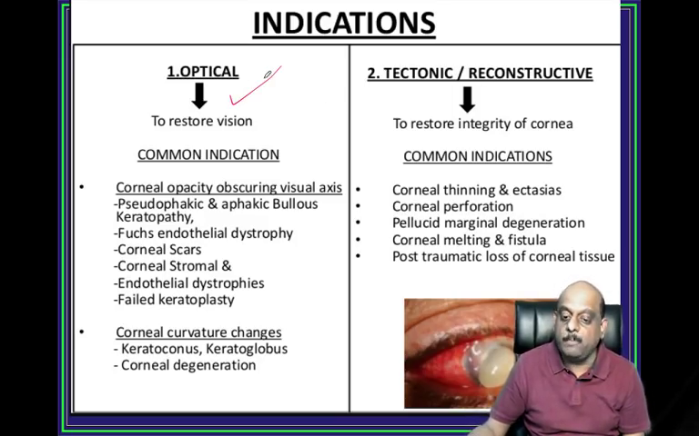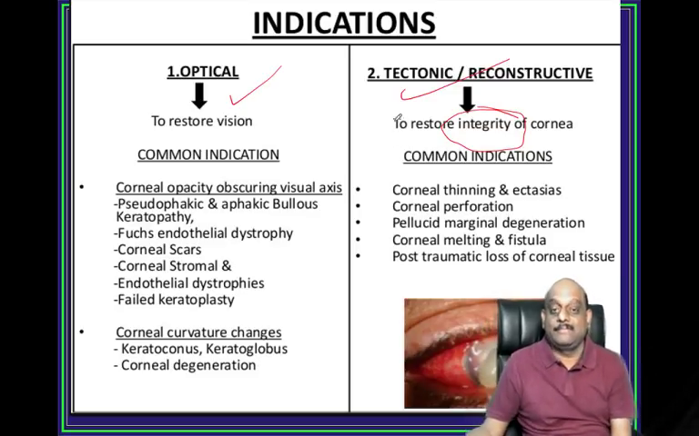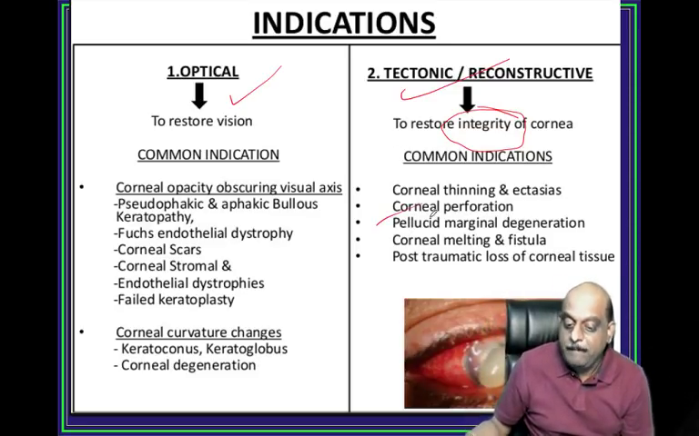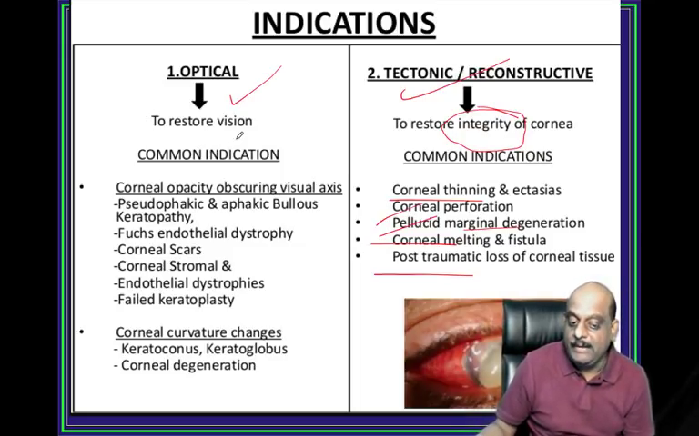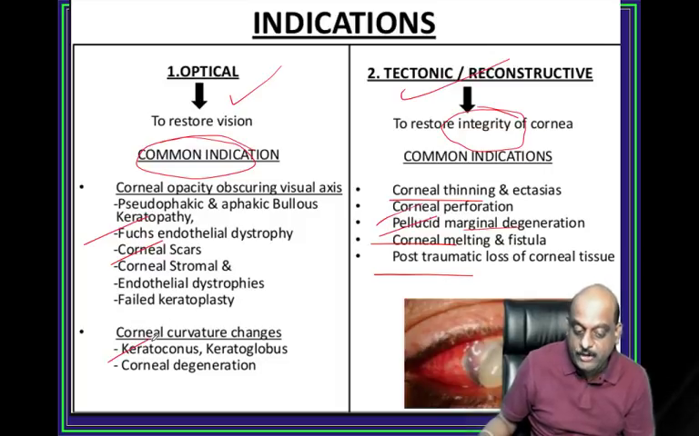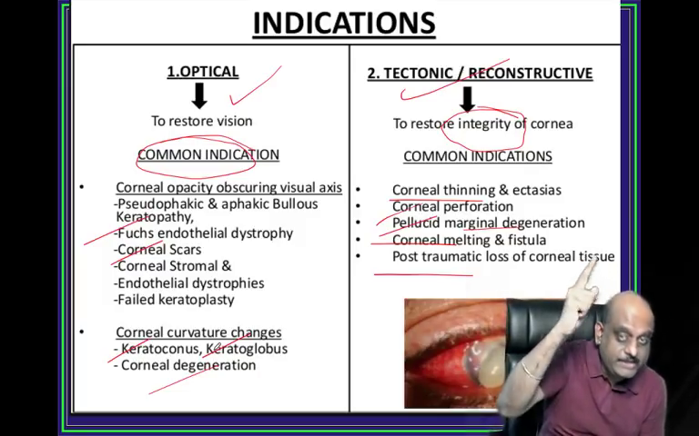So doctor, what are the reconstructive indications? Reconstructive means to retain the integrity of the cornea: corneal perforation, pellucid marginal degeneration, corneal thinning, corneal melting, post-traumatic loss of cornea, etc. Then what are the optical indications? Fuchs endothelial dystrophy, corneal scars, keratoconus, keratoglobus, and corneal degeneration. Yesterday we discussed this; those who did not attend, please review.